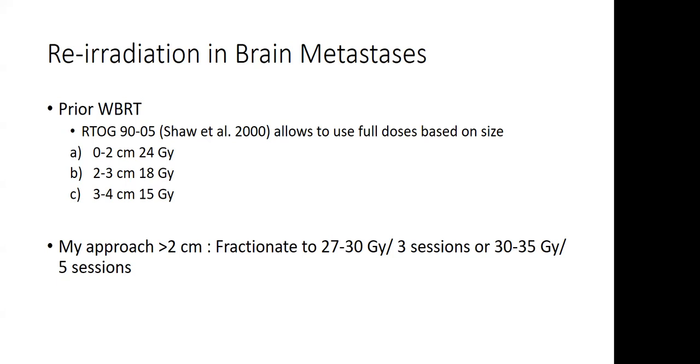So whenever a tumor size is more than 2 cm, I fractionate into 3 or 5 fractions, at 27 to 30 gray or 30 to 35 gray. NCCN suggests 27 gray in 3 fractions or 30 gray in 5 fractions. But if the tumor size allows you, you can easily go up to 35 gray safely.